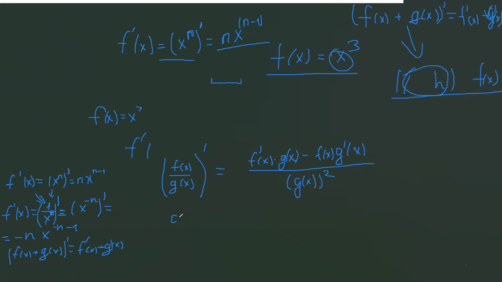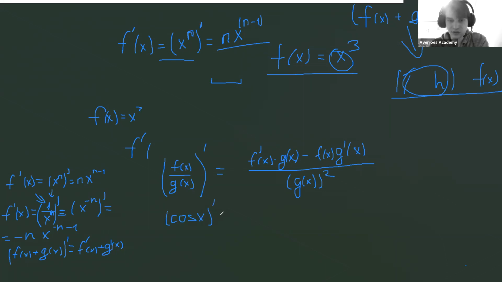Okay. So the derivative of cosine x is going to be minus sine x, and the derivative of sine x is going to be cosine x.